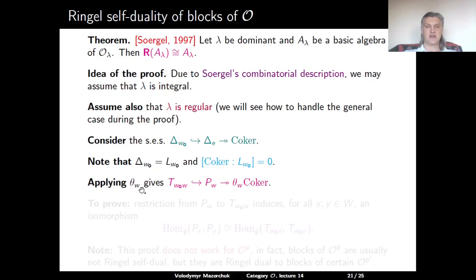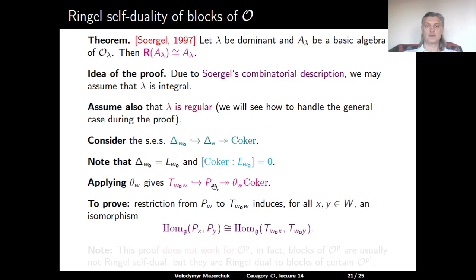Applying the indecomposable projective functor theta W gives a short exact sequence. T_{W0}^W is a submodule of P_W, and then the quotient is theta W applied to the cokernel. What we want to prove is that the restriction from P_W to T_{W0}^W induces, for all x and y in W, an isomorphism between the homomorphisms from P_x to P_y and homomorphisms from T_{W0}^x to T_{W0}^y. This claim clearly implies this statement.